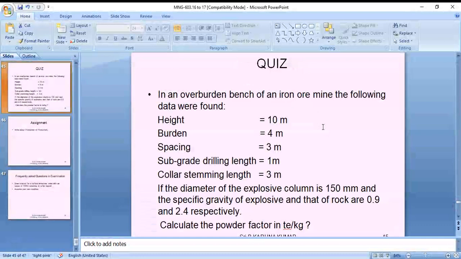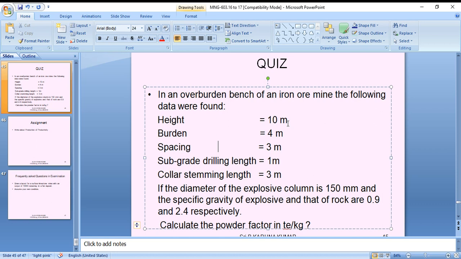Let us come to the quiz. One simple powder factor problem calculation I have given here. Please practice it at home and submit. In an overburden bench of limestone, the following data: the height of the bench is 10 meters, burden is 4 meters, spacing is 3 meters, subgrade length is 1 meter, stemming length is 3 meters. Stemming is different and subgrade is different. So the overall depth will be 11 meters. In which 3 meters is stemming and the other 8 meters is where explosive can be used. So 4 into 3 is the area and 10 is the depth, so that volume will be obtained.